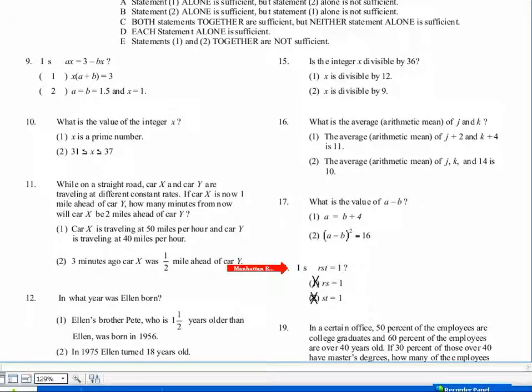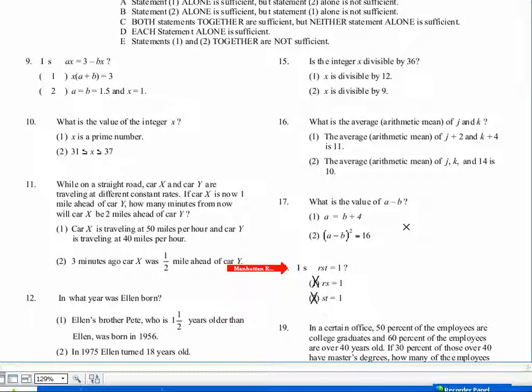Same applies to statement 2. S times T equals 1. Well, that's fine, but in isolation we don't know anything about R. Now, of course, we've got to evaluate them in combination. The possible answers are C or E.